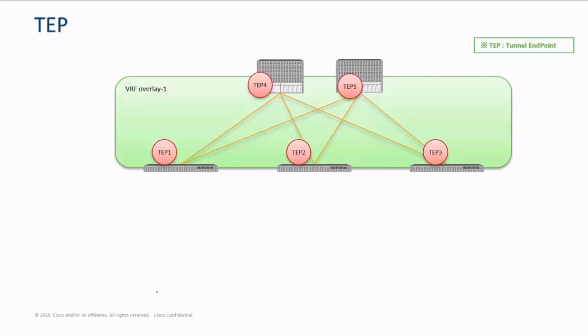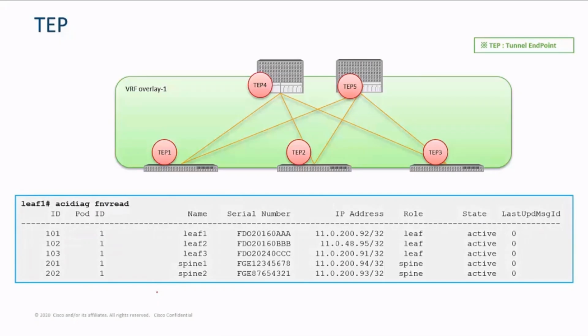And you can see these IPs that have been assigned to the switches in the ACI fabric. You can also see it in the GUI as well. We'll go ahead and look at a command here. I can run this from anywhere, from the switches or the APIC. I'm running the acidiag fnvread command. And notice here that all the switches have a unique IP, and notice they all start with 11.